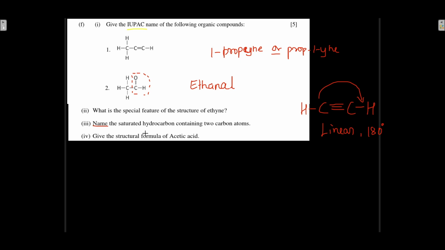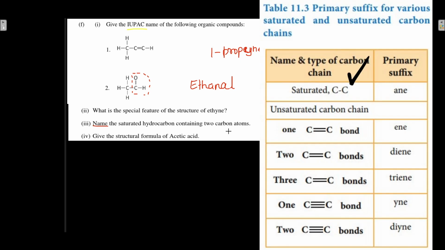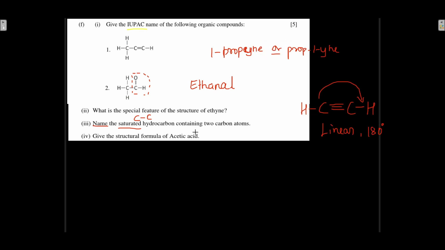Name the saturated hydrocarbon containing 2 carbon atoms. Saturated means it contains only single bonds, between carbon and carbon or carbon and hydrogen. Here, containing 2 carbon atoms means eth, so ethane will be the compound.